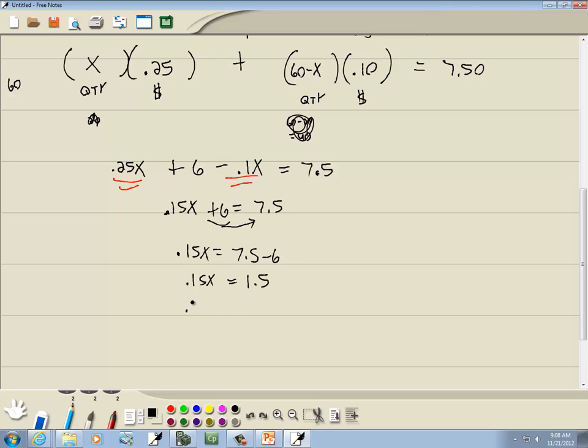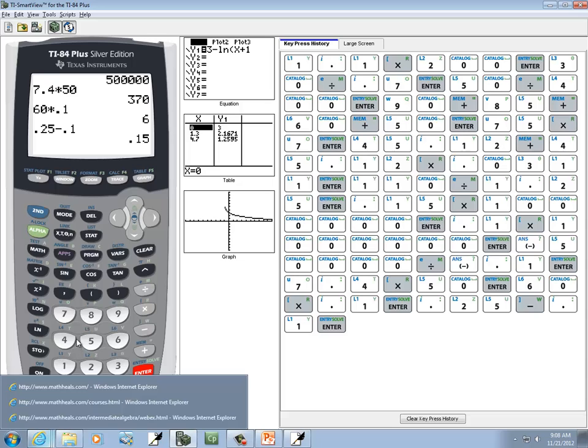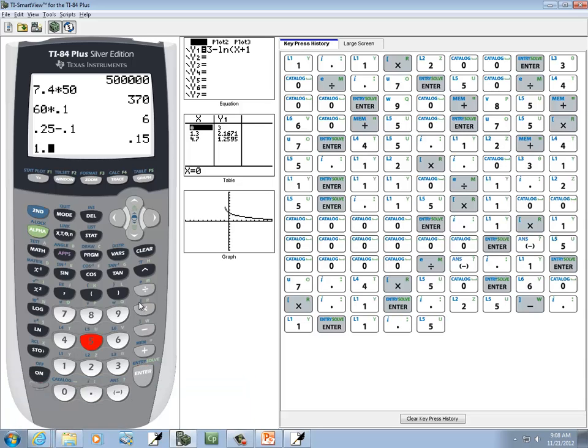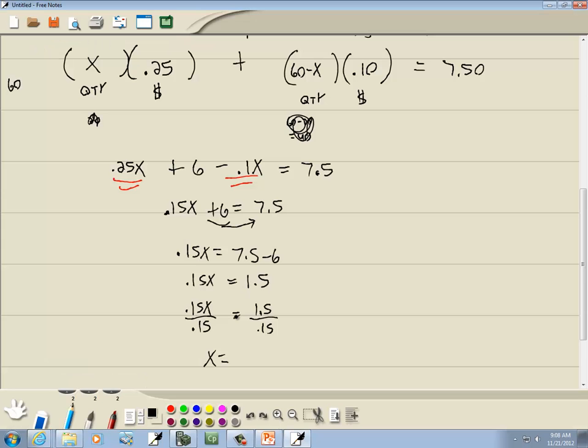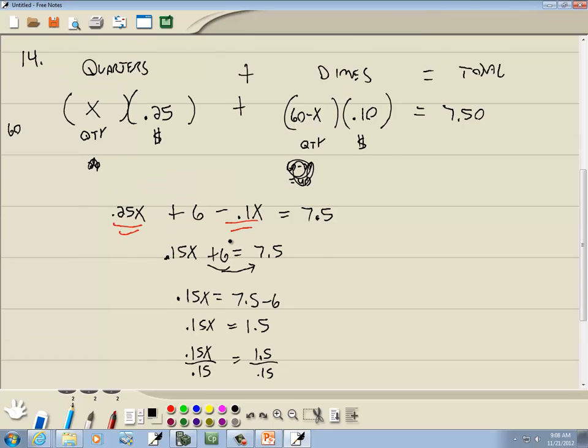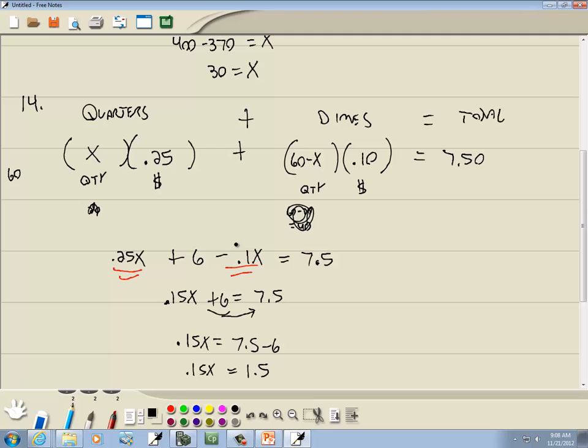Divide both sides by the number in front of your x, which is 0.15. And 1.5 divided by 0.15 gives us 10. Well, x is the number of quarters, so that means there's 10 quarters. With 60 coins total, that means there's 50 dimes.